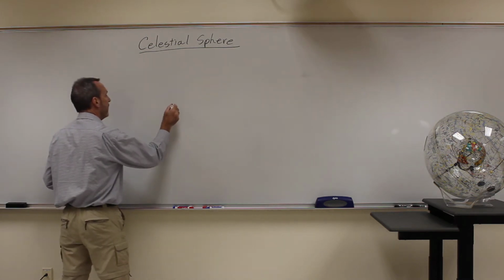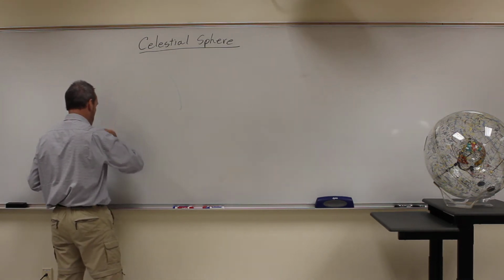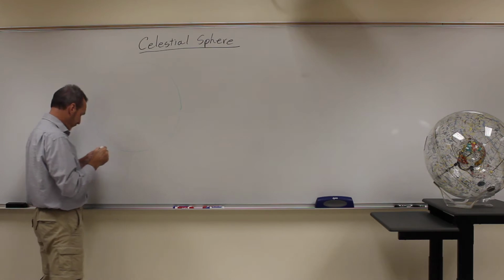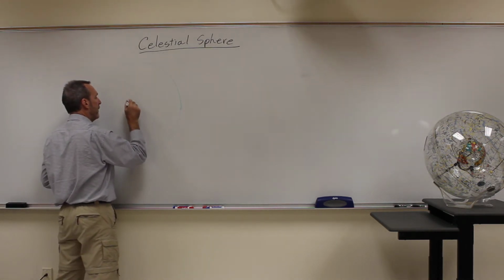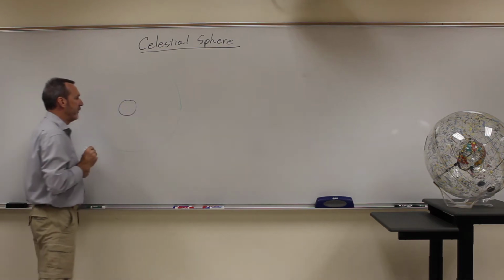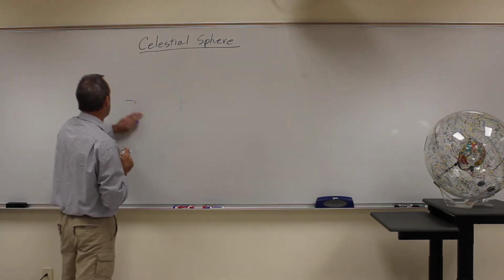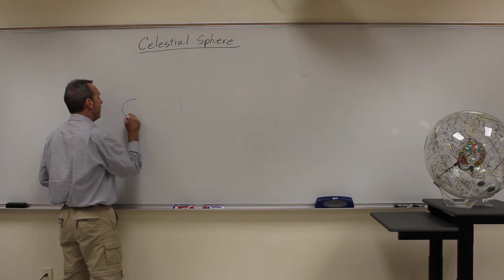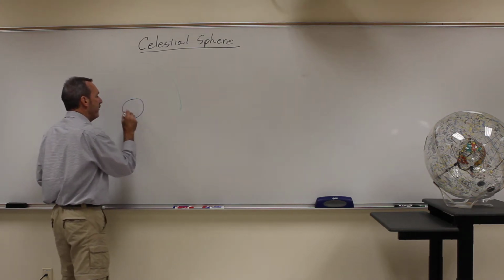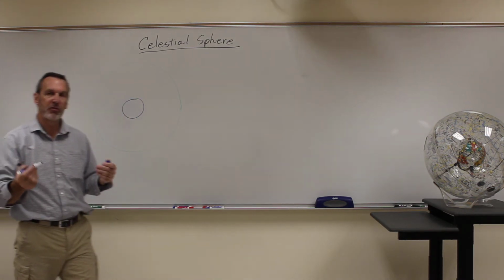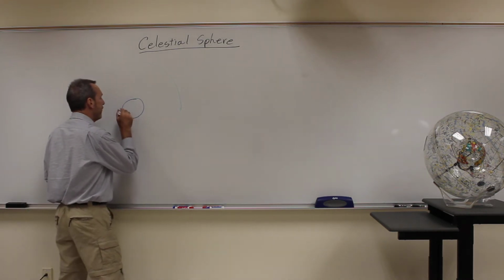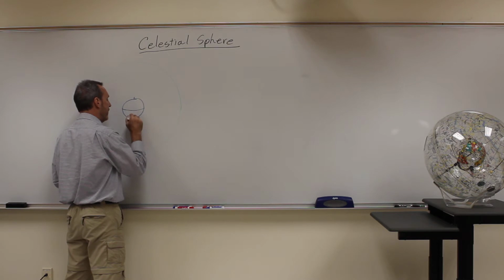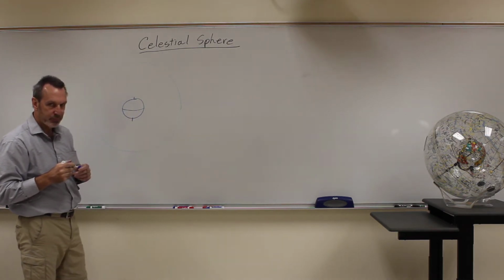So here is our celestial sphere. And I'm going to put the Earth, whoa, I missed the center though. Put the Earth inside the celestial sphere. How do we figure out our location on the Earth? Well, we figure out our location on the Earth relative to some reference points.